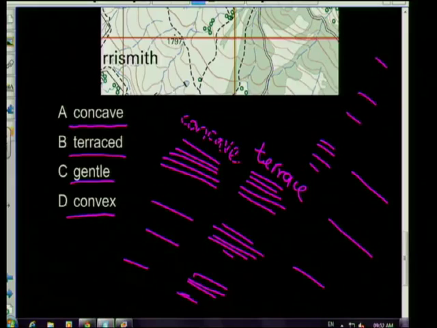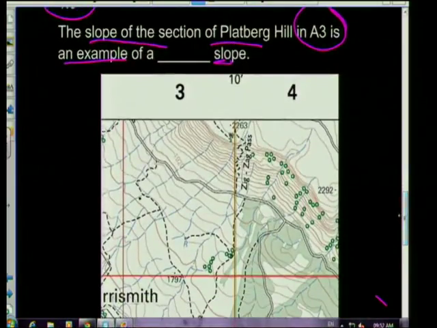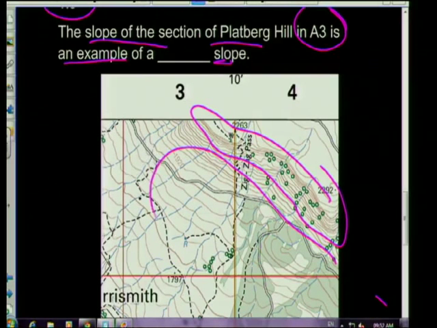So, let's look at the map. In this example, you'll note, in this particular block, you have a situation where contour lines are very close together, then end up being far apart.